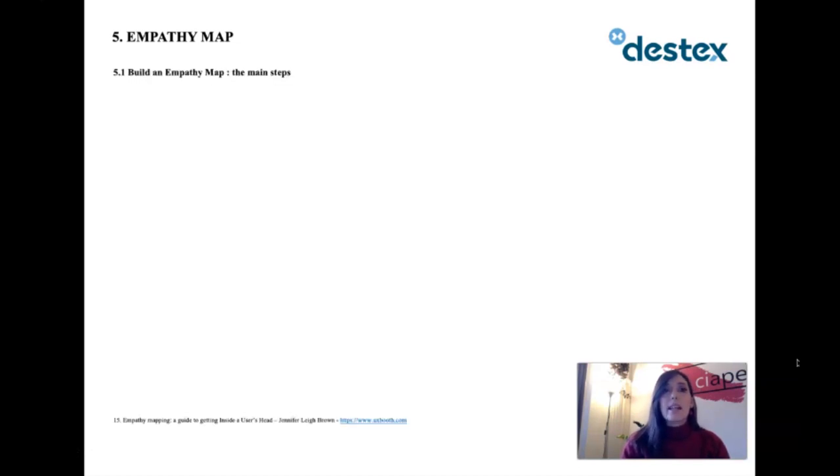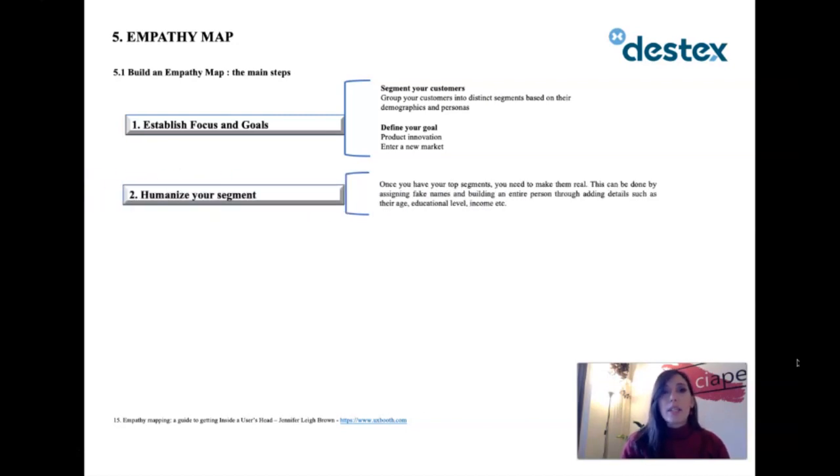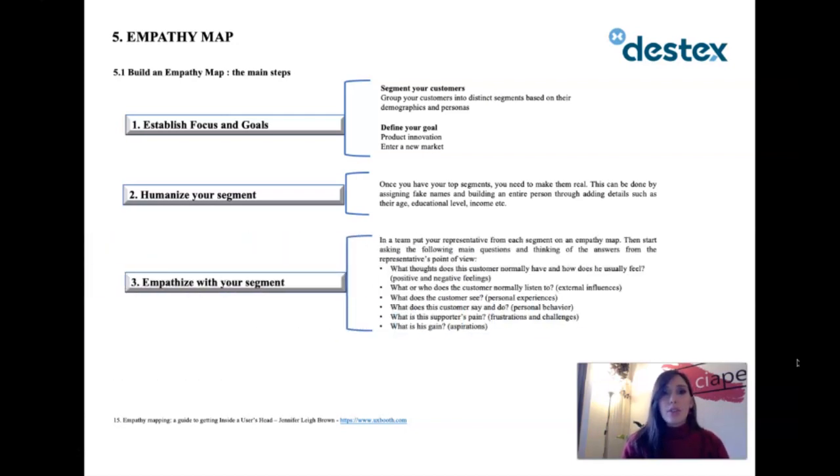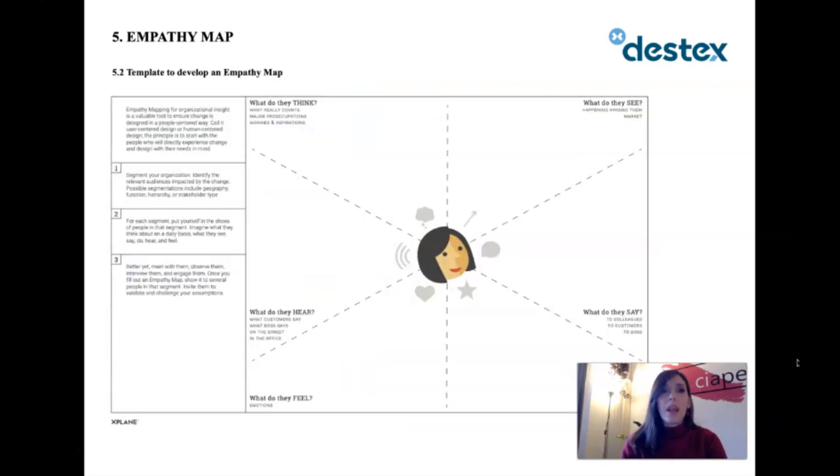In order to build an effective empathy map, we can follow four main steps. First of all, we need to establish our goals, for instance, entering a new market and segment our customers. Then we need to humanize our segment, giving it human features. Considering the assigned features, we need to imagine our segment's attitudes and behaviors. Finally, it is important to validate our empathy map with actual customers' responses. We propose here two guided templates to support the empathy map development process.